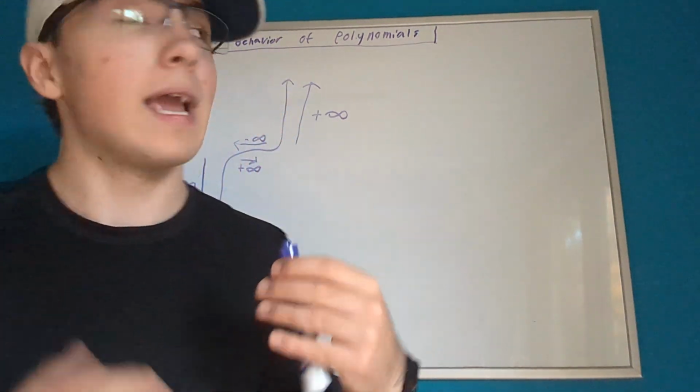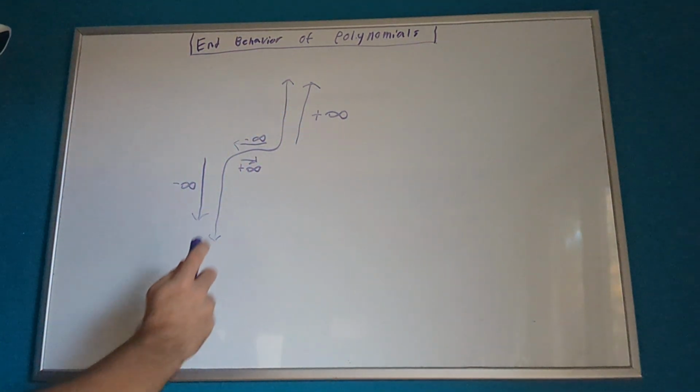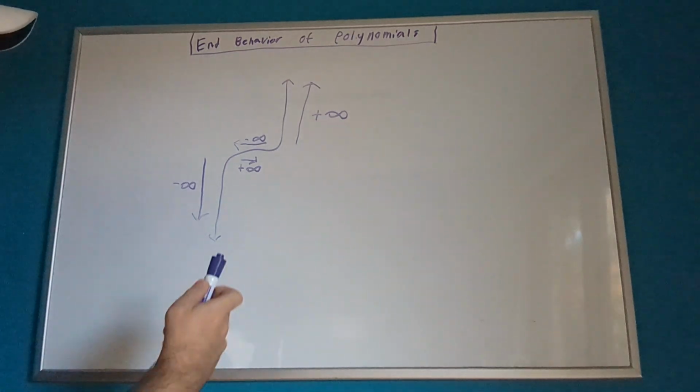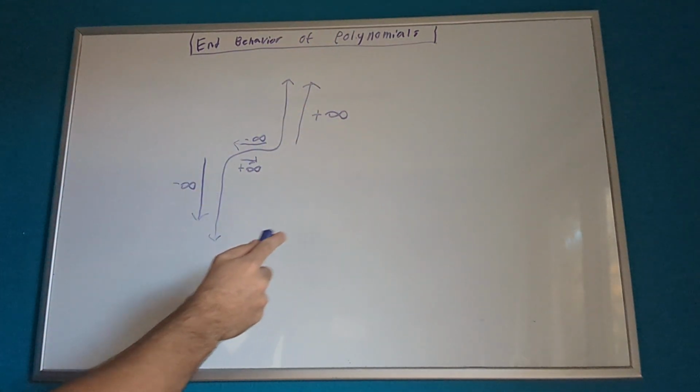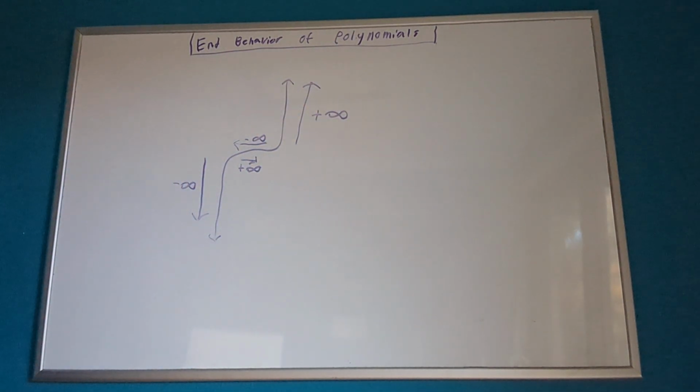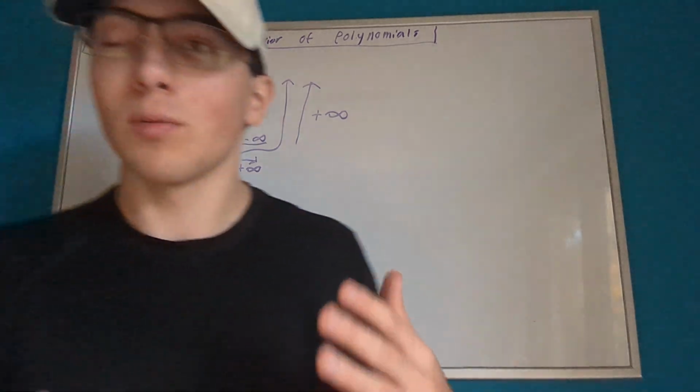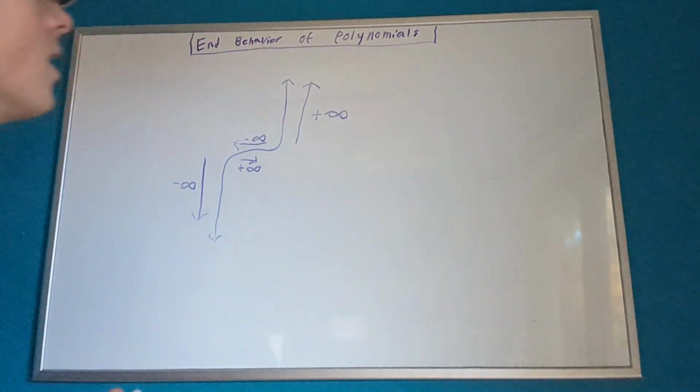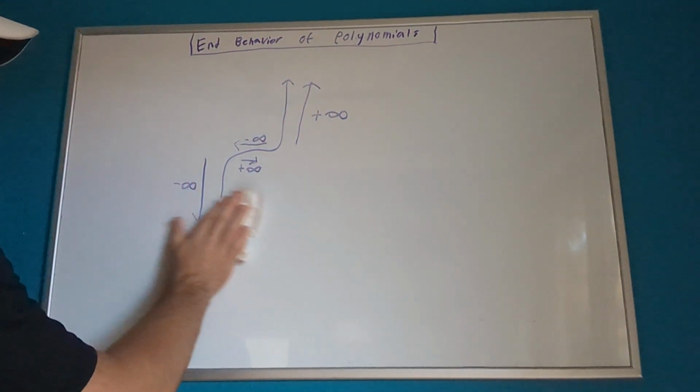Something we're not going to say is, as x approaches positive infinity, the graph goes up, or as x approaches negative infinity, the graph goes down. Well, that is true. That's just not the way we're going to mathematically say it. We're going to say positive infinity or negative infinity.